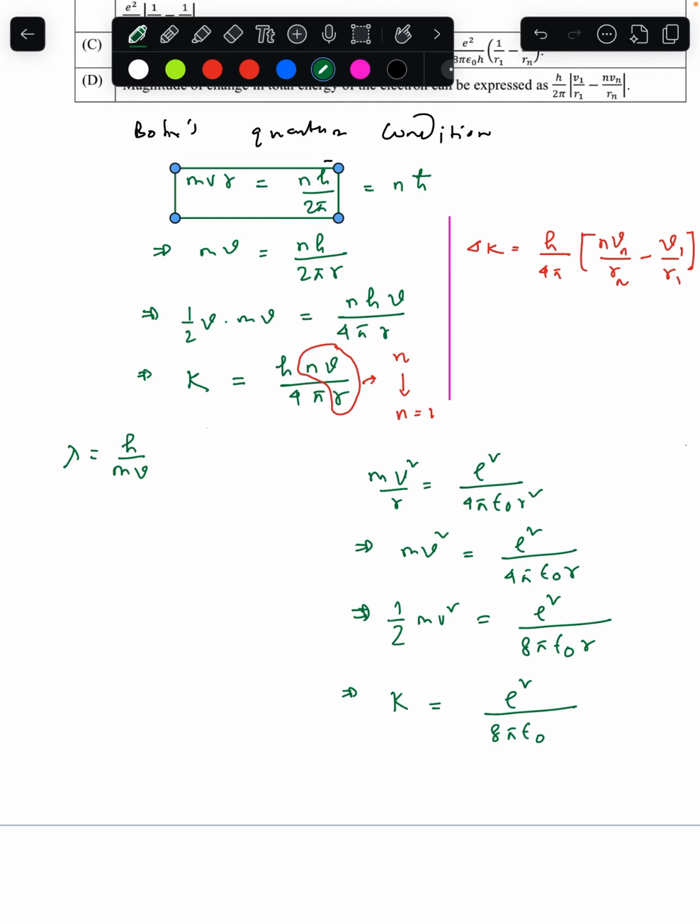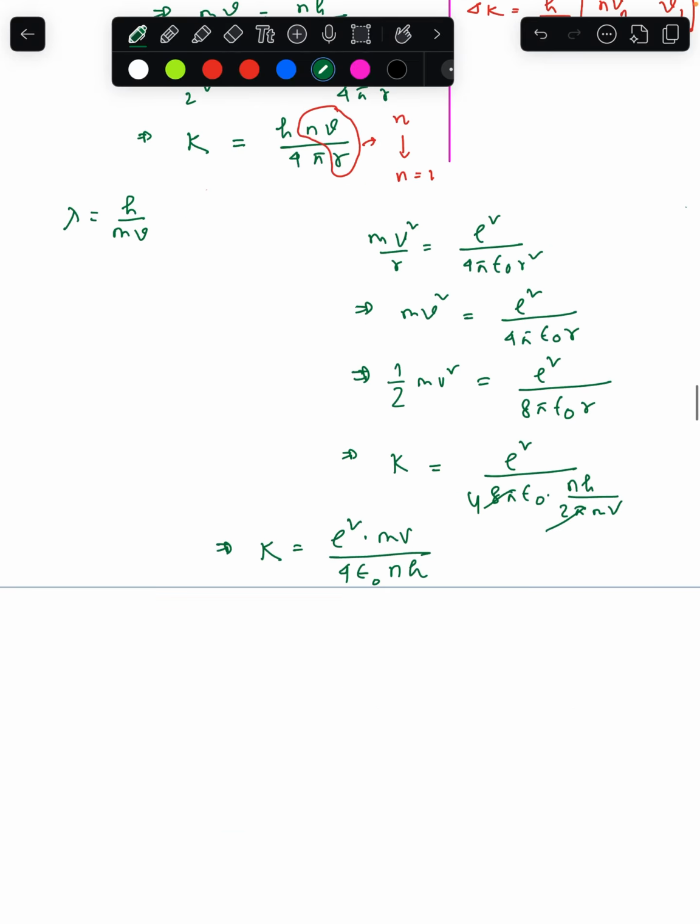First, Bohr's quantum condition only. So there r will come as nh by 2 pi mv. Here 2 pi cancelled by 4, so the result will go up. So K is equal to E square into mv divided by 4 epsilon naught n into h. Look at the equation: mv is coming as 4 epsilon naught K nh divided by E square.